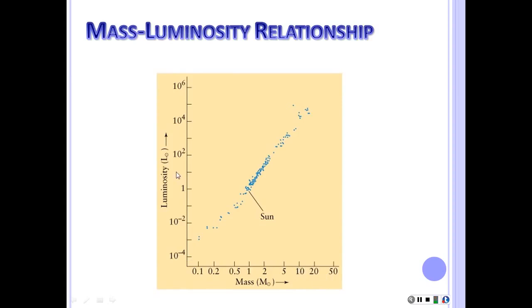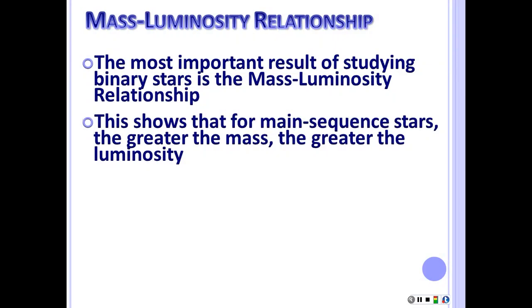You look at the scale, it's clearly not linear. And you get a straight line, more or less, in log-log scale. What it shows is that main sequence stars have greater luminosity when they have greater mass. And if we look at that log-log plot and fit a line through that log-log plot, we can work out what the power law is.